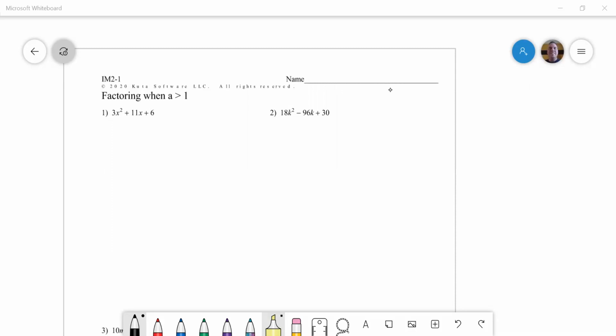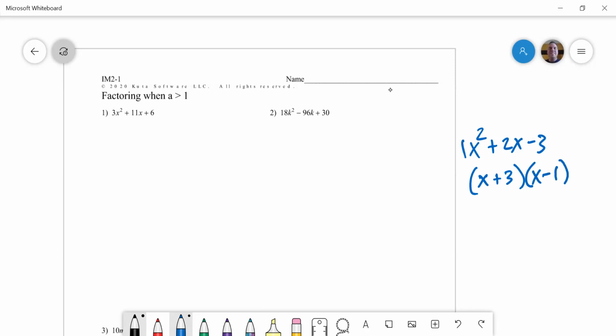Help you a little bit with factoring. So your next assignment, you're going to be factoring some trinomials where the a term is greater than 1. The ones that you did previously had a terms that were not greater than 1. For example, x squared plus 2x minus 3 factors to be x plus 3 times x minus 1. The a term is 1, so we could use that shortcut.